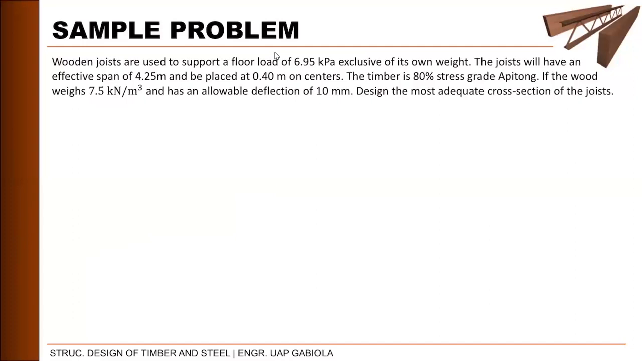Okay? So if the wood weighs 7.5 kilonewton per cubic meter and has an allowable deflection of 10 mm, design the most adequate cross section of the joist. Okay? So, to solve this, again, we need to conceptualize yung itsura natin, no? So, this is almost the same figure of our previous design example.